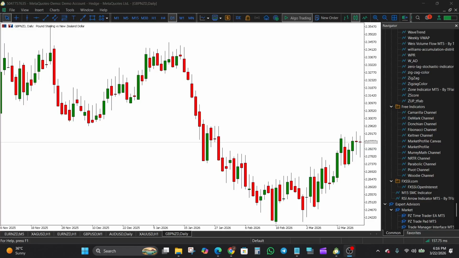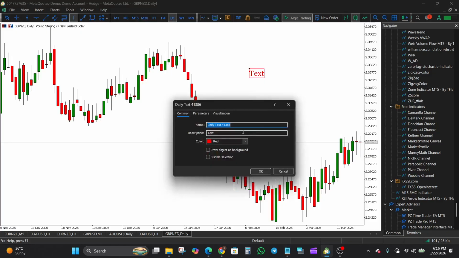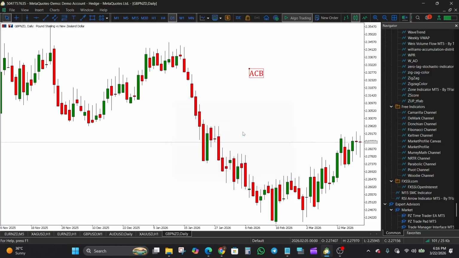Now ACB in trading typically stands for Accumulation, Consolidation, and Breakout. A stands for accumulation, C stands for consolidation, and B stands for breakout. So it's a simple but powerful framework used to understand how markets move before a strong price expansion.